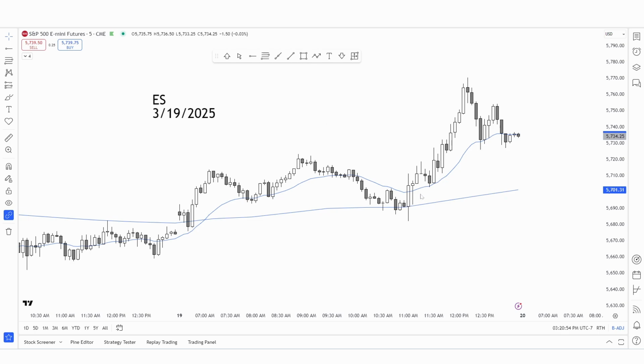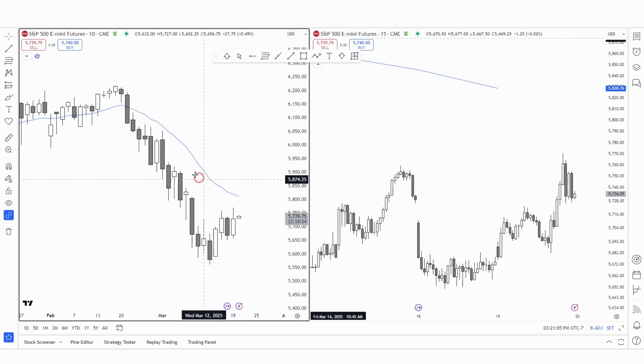FOMC day. Had a nice rally. Leg one, pullback, leg two, pullback, leg three. Fourth leg ended up being climactic and then went sideways. Today's breakdown is going to be a little bit of a faster one. Let's get into it.